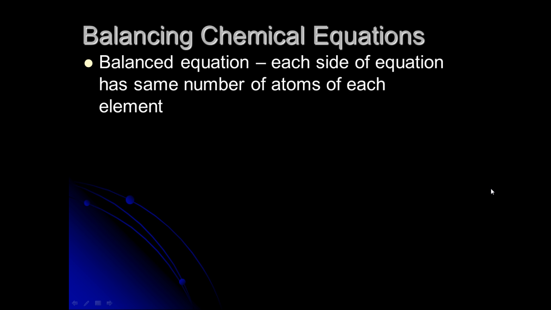So pretty much the idea of a balanced equation is that each side of the equation has the same number of atoms of each element. When we were predicting products, I know some of you were bothered that it wasn't even on both sides, and I said, oh wait, later on we're going to take care of that. Well, this is the point where we are going to take care of that.